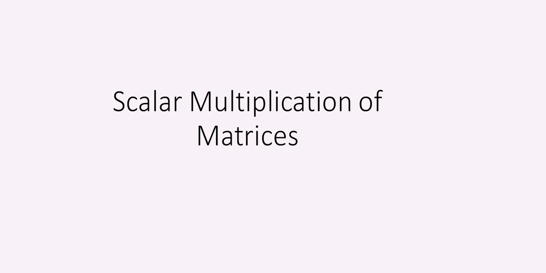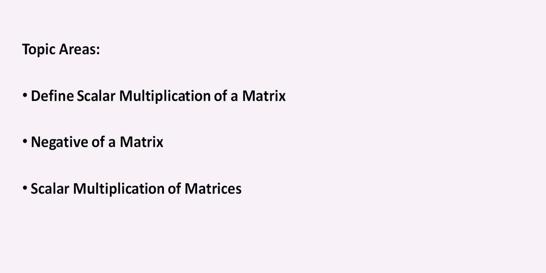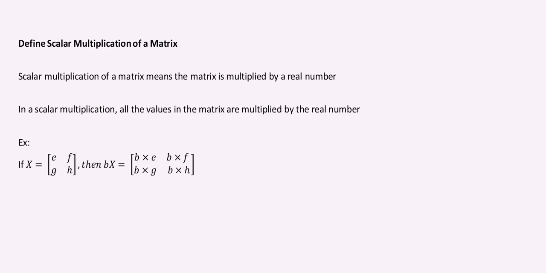Scalar multiplication of matrices. With this, we're going to look at what a scalar multiplication of a matrix is. We're going to identify how to deal with the negative of a matrix. And finally, we will do some scalar multiplication of matrices. The scalar multiplication of a matrix just means that you multiply every value in the matrix by a real number.